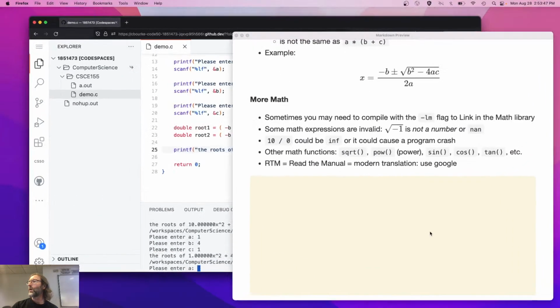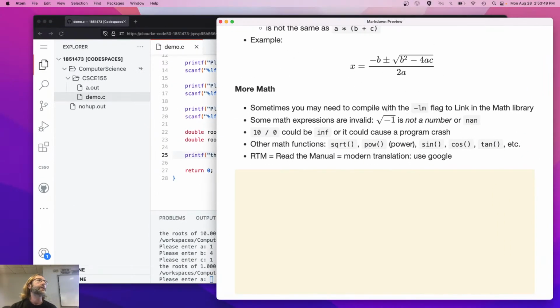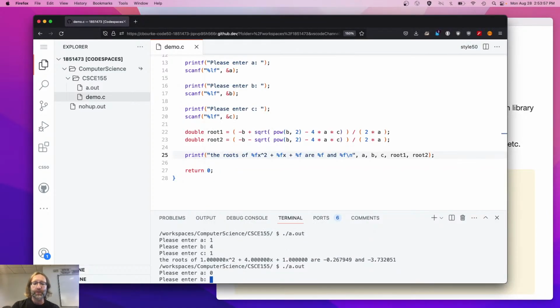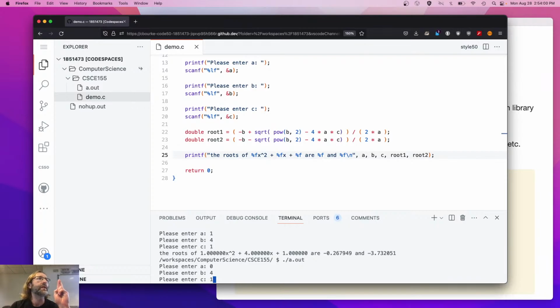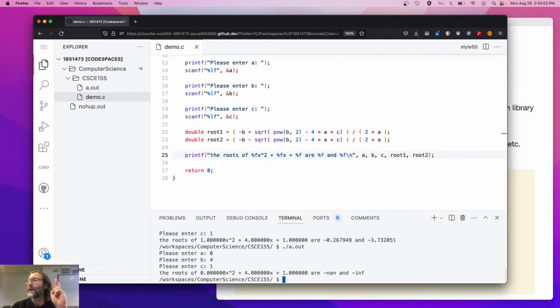What else could go wrong with this particular equation right here? Right, yeah, square root of negative values. Division by 0. What if a is 0? Let me try 0, and then 4 and 1. What do you think is going to happen? Crash, or in this case, I just got that inf, right?